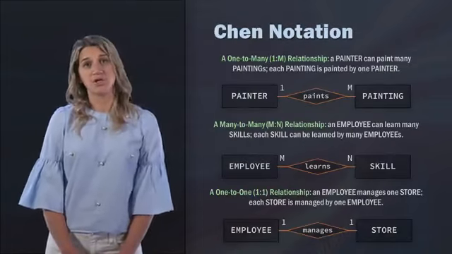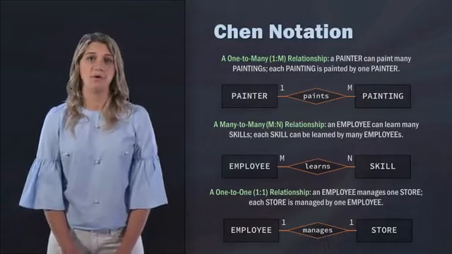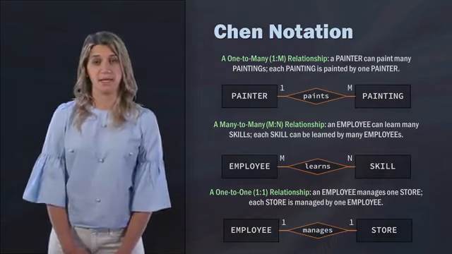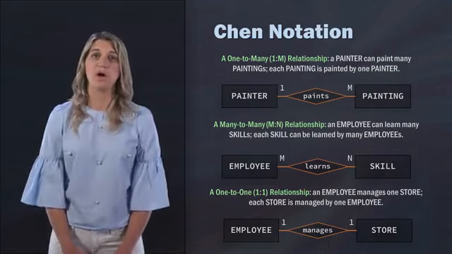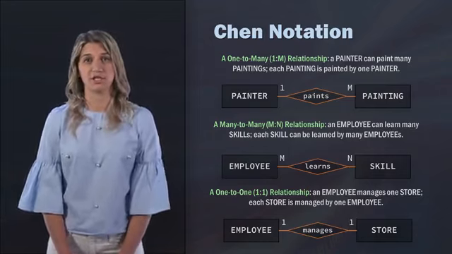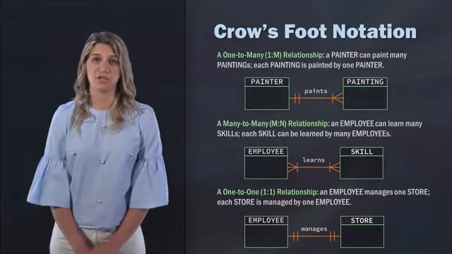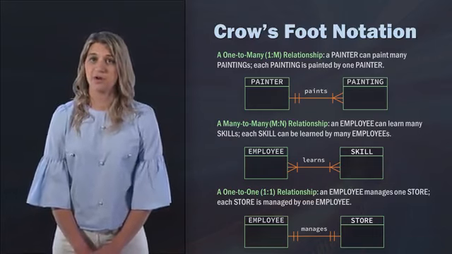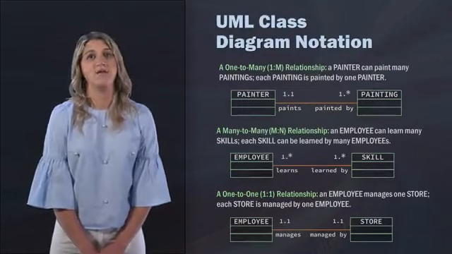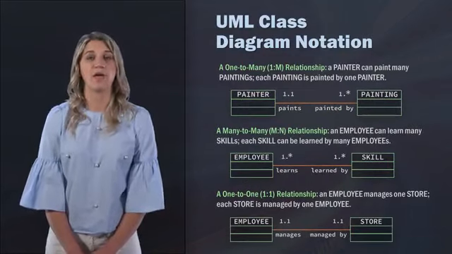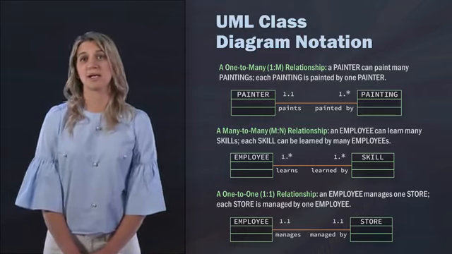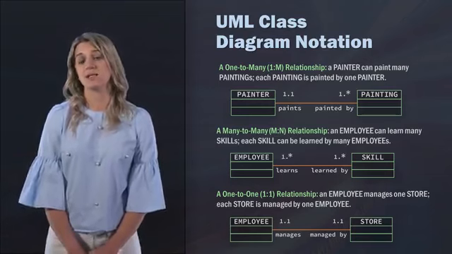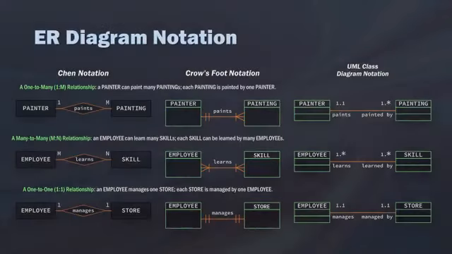The Chen notation uses 1 to M for a one-to-many relationship, M and N for a many-to-many relationship, and 1 to 1 for a one-to-one relationship. In crow's foot notation, we have the train tracks, which represent one, and then the crow's foot, which represents many. And finally, with UML, we have 1..1, which represents the concept of one, and 1..*, which represents the concept of many. Definitely take notes of these.